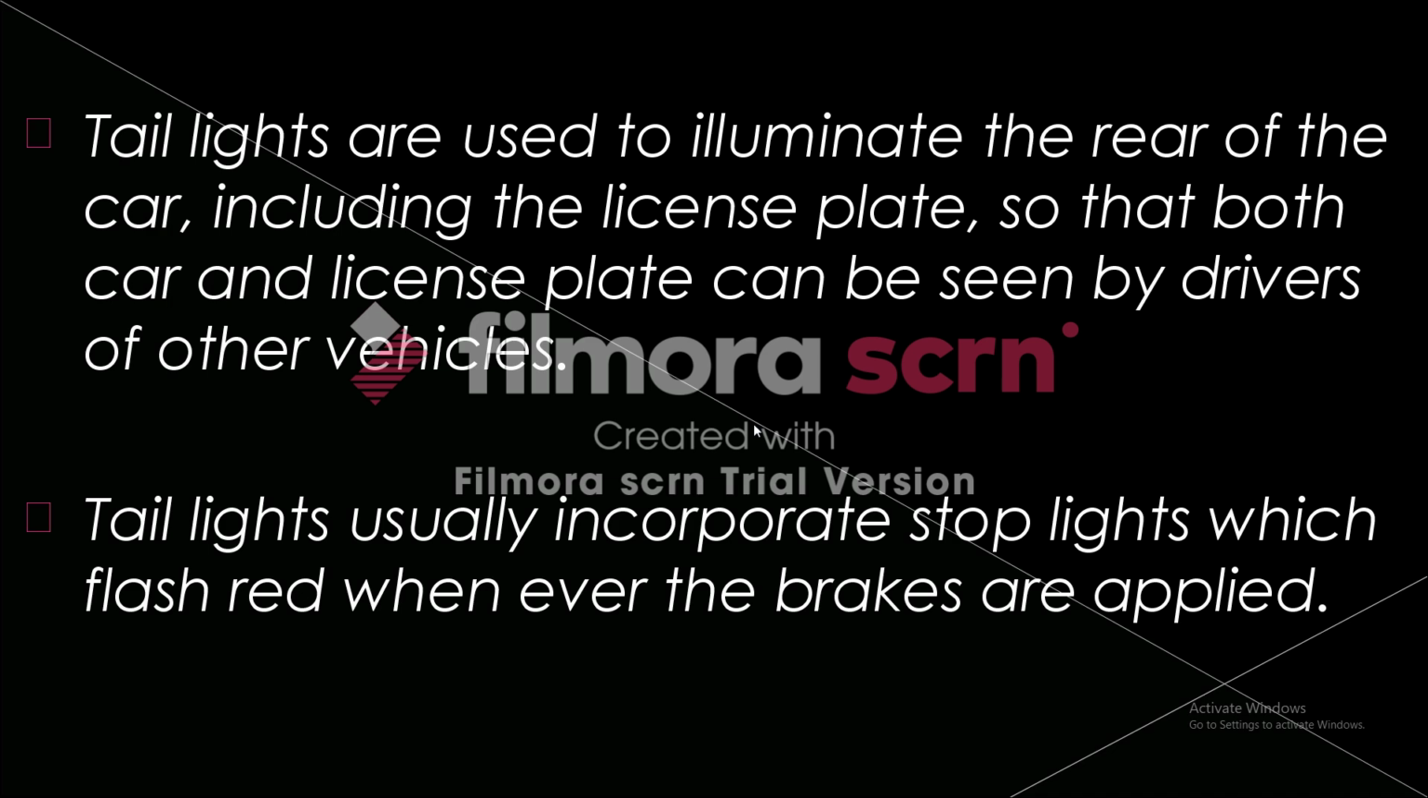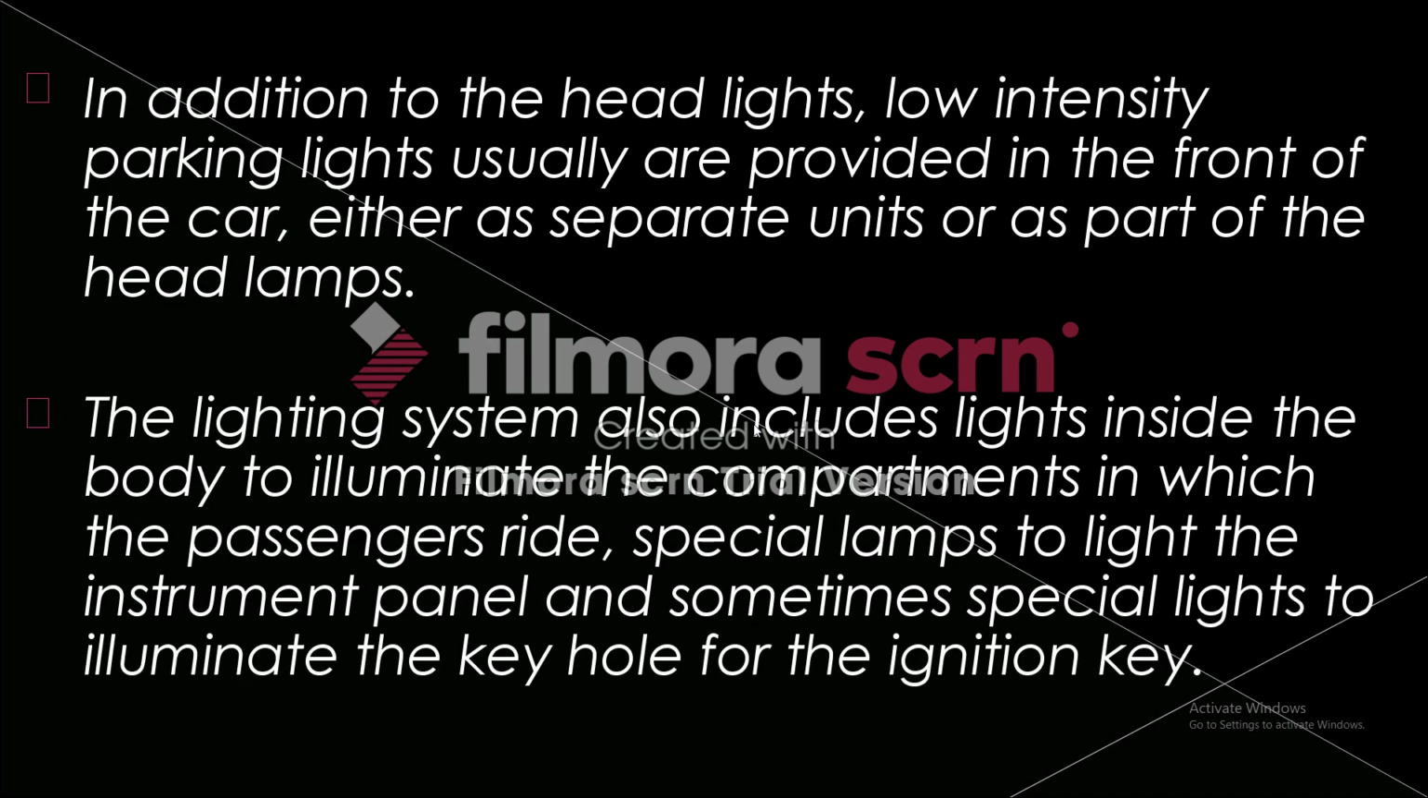Tail lights are used to illuminate the rear of the car, including the license plate, so that both the car and the license plate can be seen by the drivers of the other vehicles. Tail lights usually incorporate stoplights which flash red whenever the brakes are applied. In addition to the headlights, low intensity parking lights are usually provided in the front of the car, either as separate units or as a part of the headlamp.